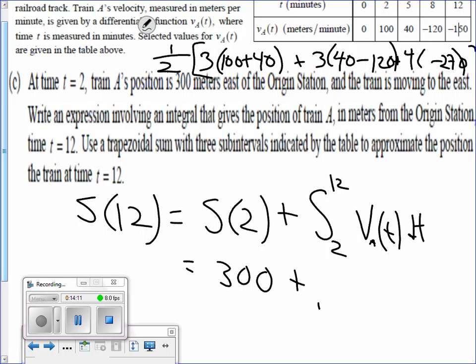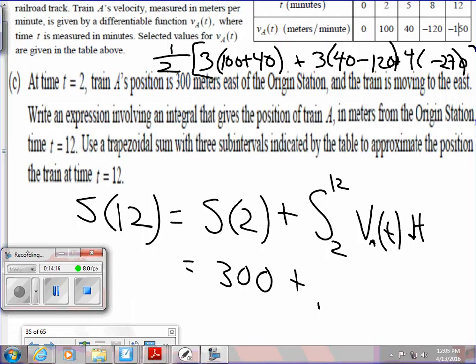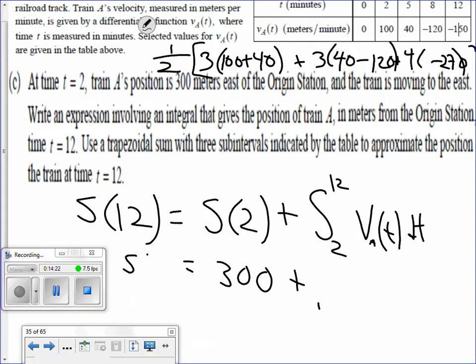Okay, now we'll do the D. I made a mistake, though. This is what it actually equals, but I should have said S of 12 approximately equals, and then put that whole thing in here. Because that would be the real value, and this is just an approximation, because I'm not getting the definite integral exactly. I'm approximating it.